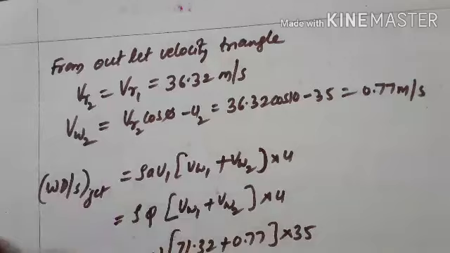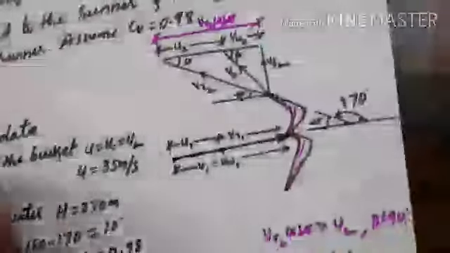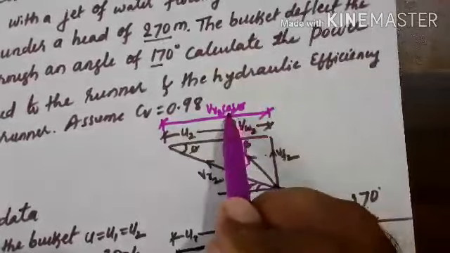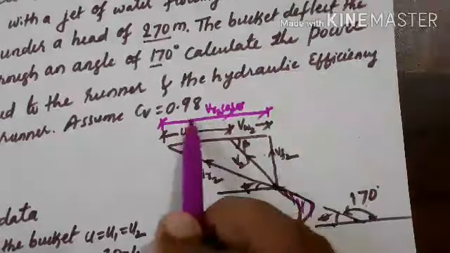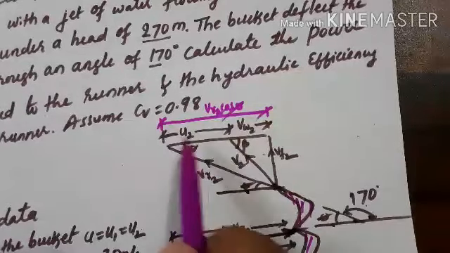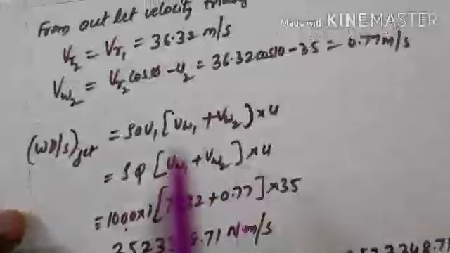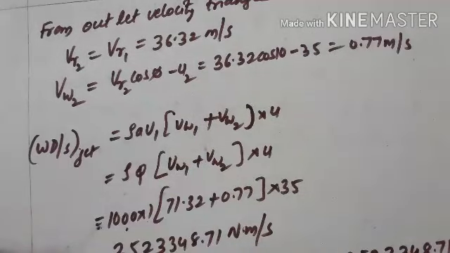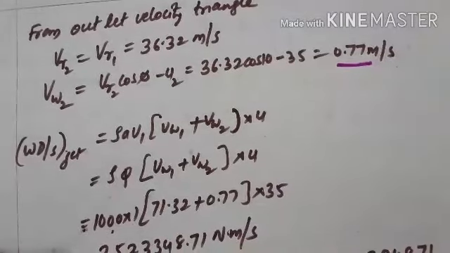Then Vw2 will be what? Vr2 cos phi minus u2. So Vw2 will be Vr2 cos phi minus u2. This Vr2 cos phi is a component of Vr2 in the horizontal direction. Then calculate that also, because this we require for calculation of work done by the jet. Then we get 0.77 meter per second.